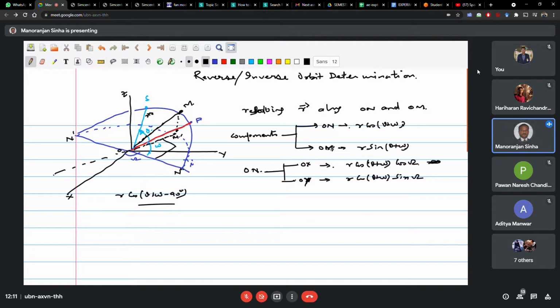Then next we have the OM part. This part is broken along the two directions. Now the OM part can be broken along two directions, one along the OZ and another along the OM prime. The OZ component will be R sin(theta plus omega) times cos psi. The angle between this line and this axis is 90 minus I. So cos(90 minus I) means sin I.